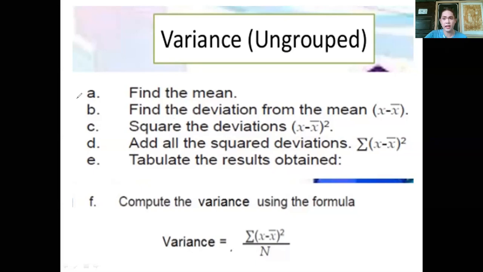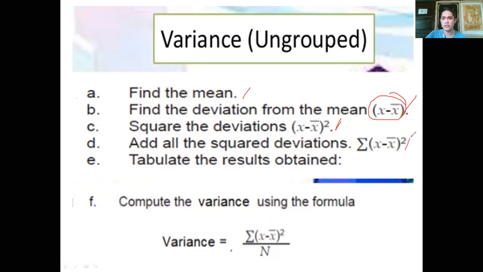The first thing I want you to take note of, and do not forget, is the process. Step number 1, find the mean. Next, find the deviation from the mean. How to get the deviation from the mean? After getting the mean, you subtract the raw score from it: mean minus the raw score. After that, square the deviation. That's step number 3.